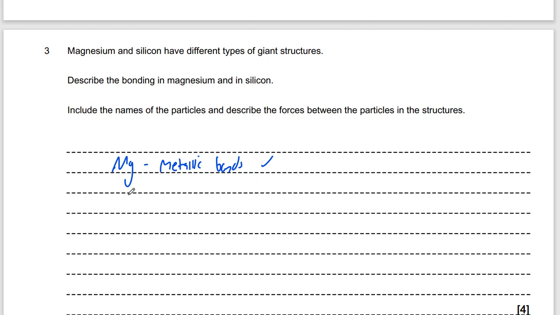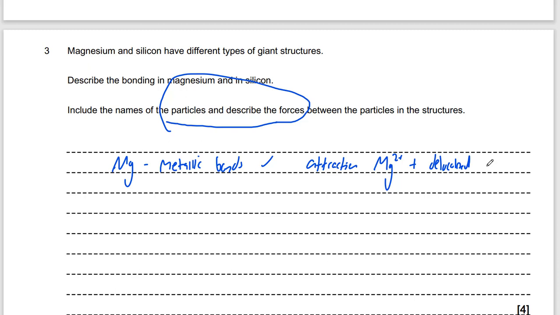Then you say what the bonding is between, because it says include the names of the particles and describe the forces. That's a really important bit. You've got to describe the forces. So what is a metallic bond? Attraction between Mg2+ or positive cations. I would be specific in this case because it tells you it's magnesium. And delocalized electrons, delocalized e-. That gets you the 2nd mark.